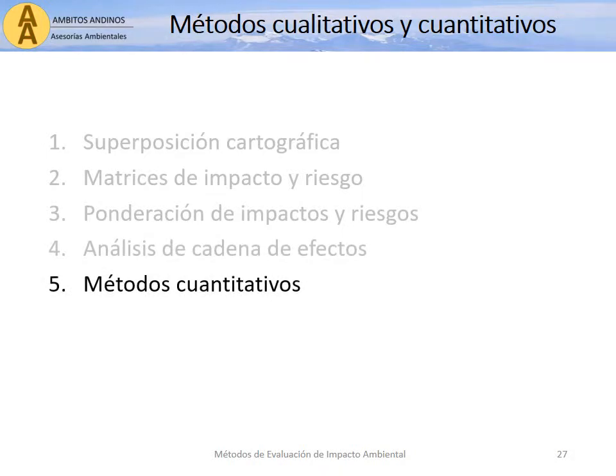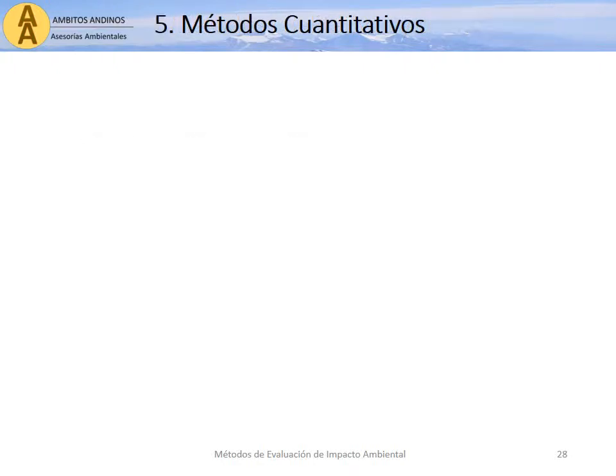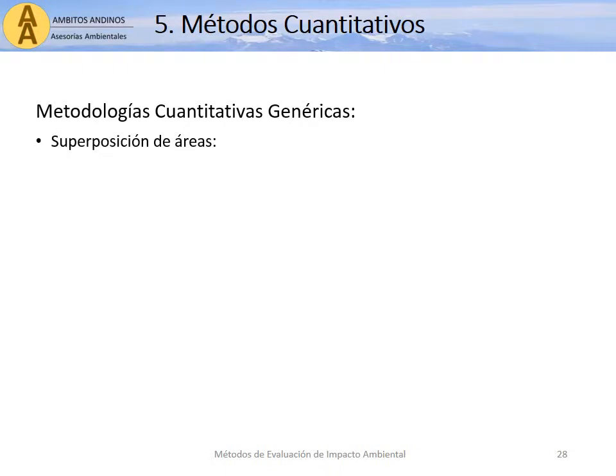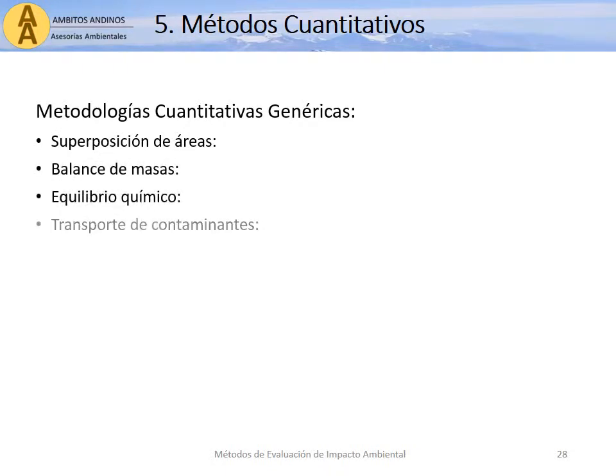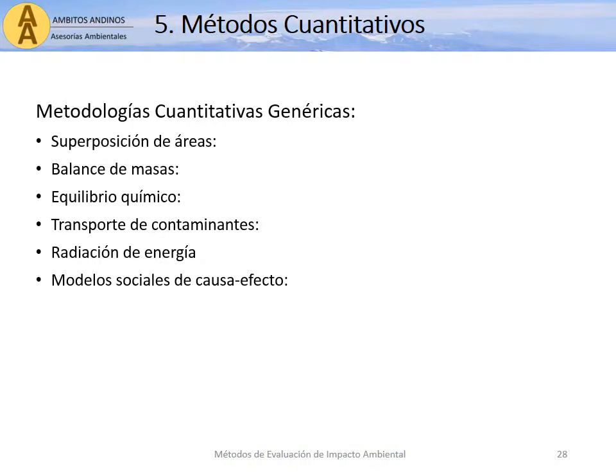If a truly quantitative method for impact assessment is required, some methods can be listed generically as follows: area overlays, mass balance, chemical equilibrium, contaminant transport, energy radiation, social models of cause and effect, economic models.